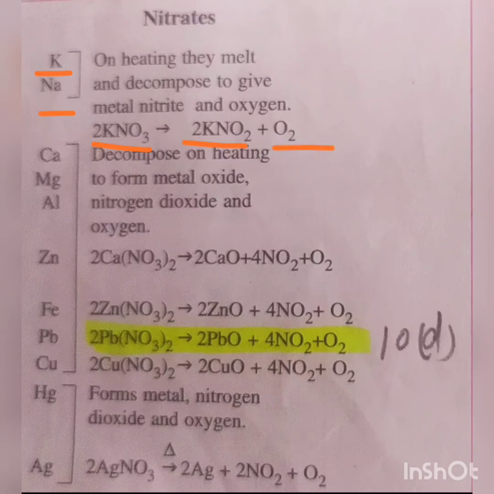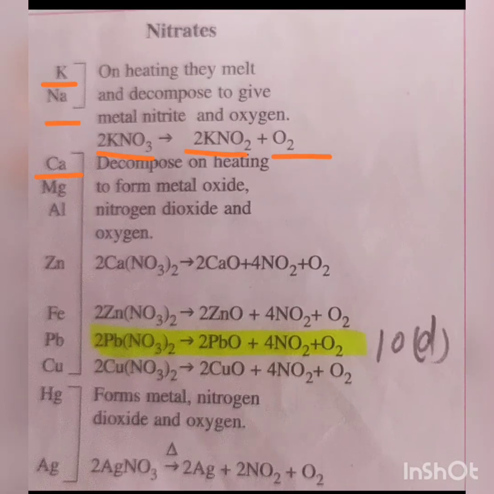The nitrates of calcium, magnesium, aluminium, zinc, iron, lead and copper decompose on heating to form the metal oxide, nitrogen dioxide and oxygen. Calcium nitrate forms calcium oxide plus nitrogen dioxide plus oxygen. Zinc nitrate forms zinc oxide, nitrogen dioxide and oxygen. Lead nitrate forms lead oxide, nitrogen dioxide and oxygen. Copper nitrate forms copper oxide, nitrogen dioxide and oxygen.